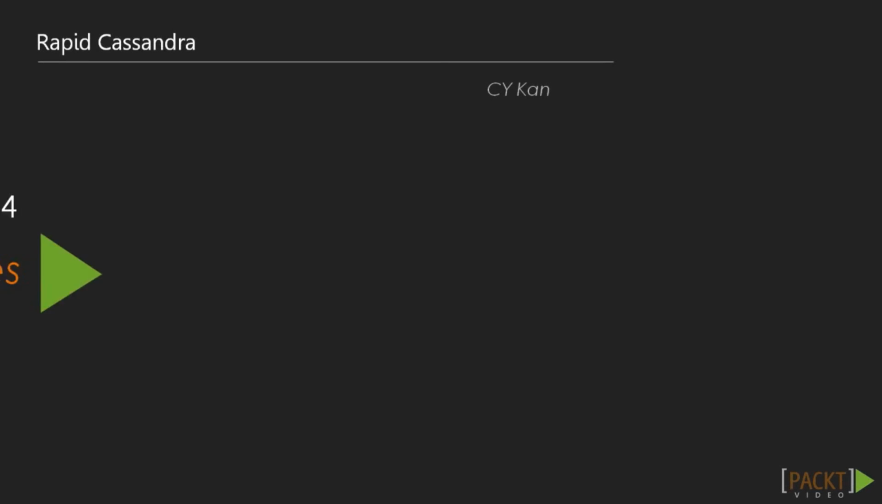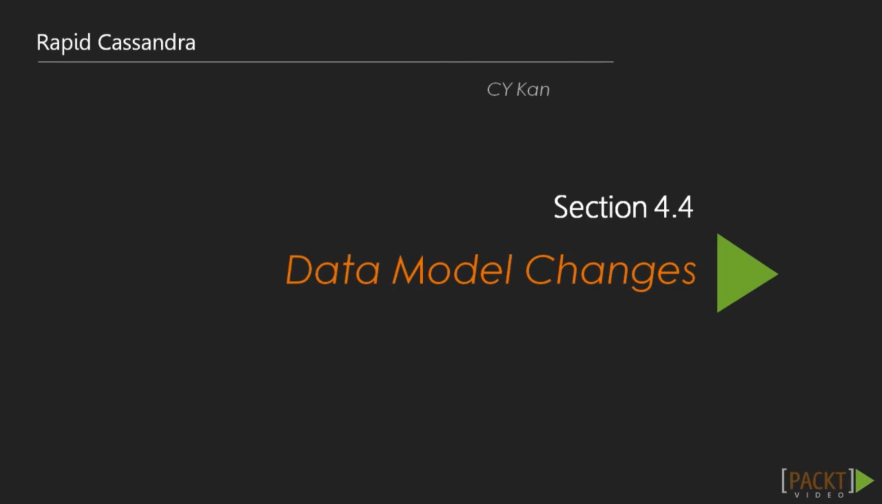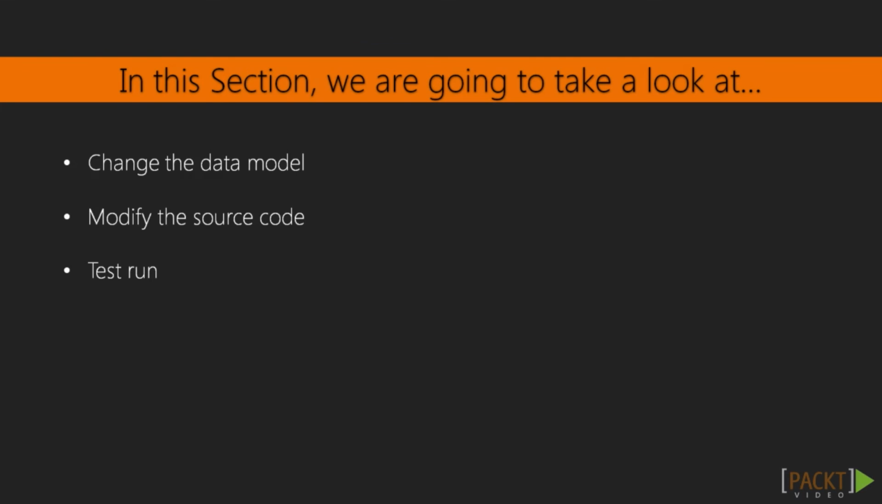Welcome to the fourth video of Section 4 of Rapid Cassandra. In this video, we'll implement a change on the Cassandra Trader data model. We'll learn about how to change an existing data model. Then we'll modify the source code of Cassandra Trader to work with the change and execute a test run afterwards.